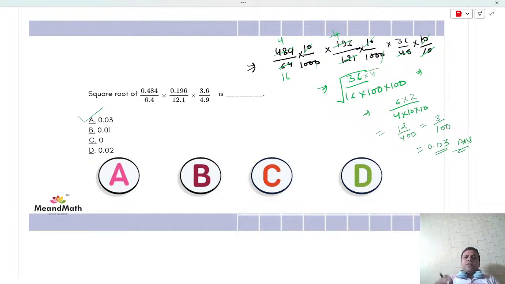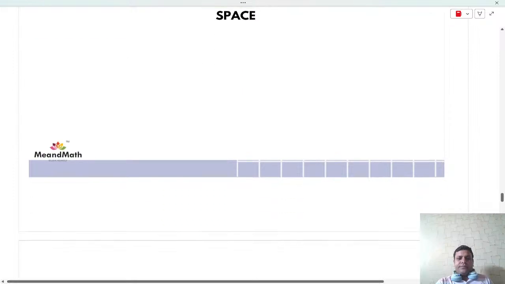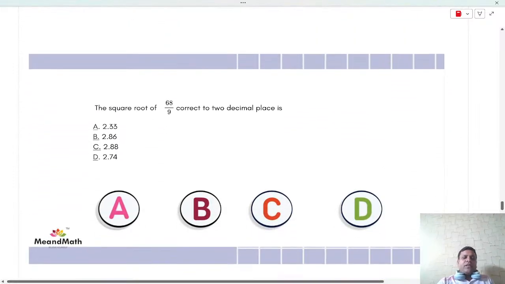First, you have to know about the square root. Okay, so let's move to the next question. Here is the next question. The square root of 68 upon 9, correct to two decimal places. The square root of 68 upon 9 correct to two decimal places.